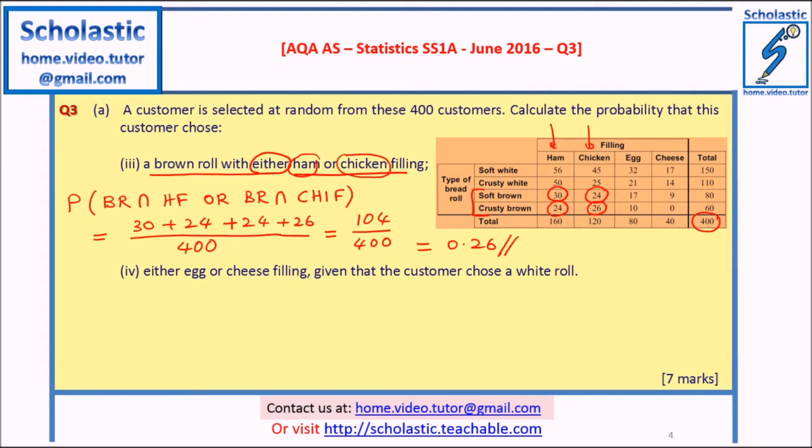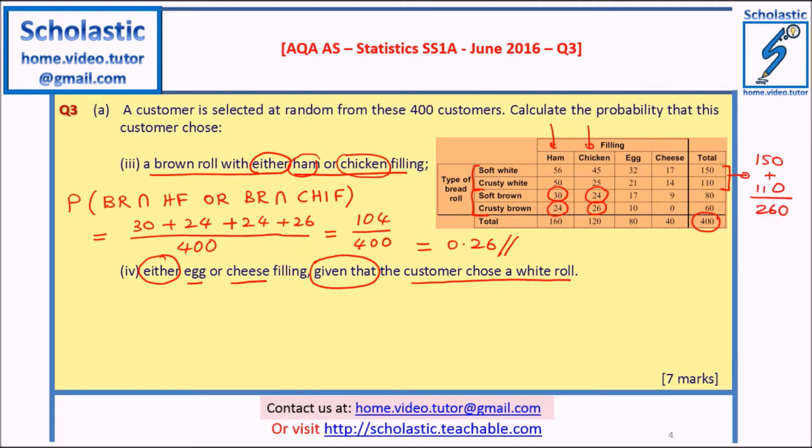Okay, let's go to the fourth part. Again, either egg or cheese filling, given that the customer chose a white roll. In this particular case, we have to consider only a limited number of people, not all 400. We are going to consider only the customers who chose a white roll. That means these two columns, 150 plus 110, that means 260 have chosen white roll. So this is the given condition.